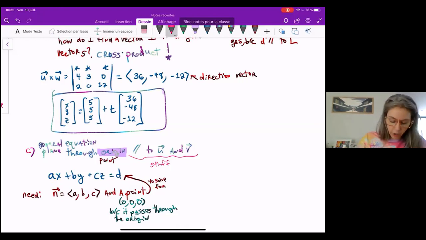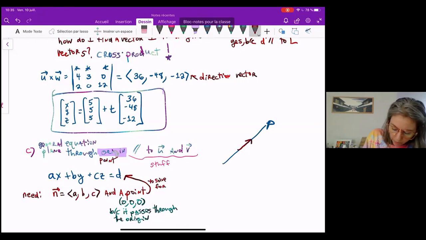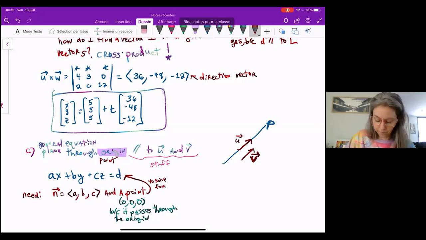So let's draw a picture. I want a plane. Remember I've said I'm bad at drawing planes, so I draw planes as lines. So that's my plane. Now I know that this plane is going to be parallel to U, so I'm going to draw U on the plane. And it's also going to be parallel to V. U and V are not necessarily parallel, but I'm going to draw them as if they are because it makes my life easier.